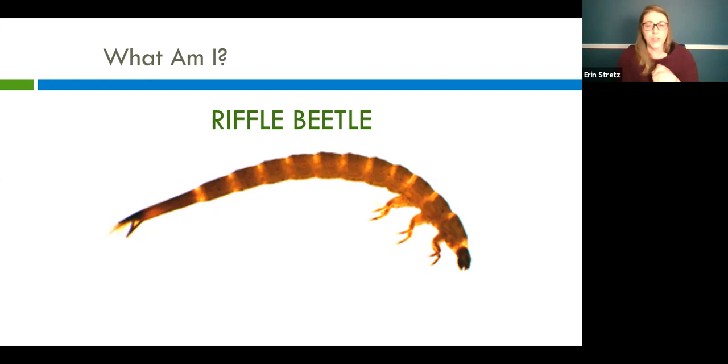And it's kind of hard to see at the end of the body here, but we don't have those prolegs at the end. Instead, we have that operculum where those gills might be poking out a little bit. Excellent.